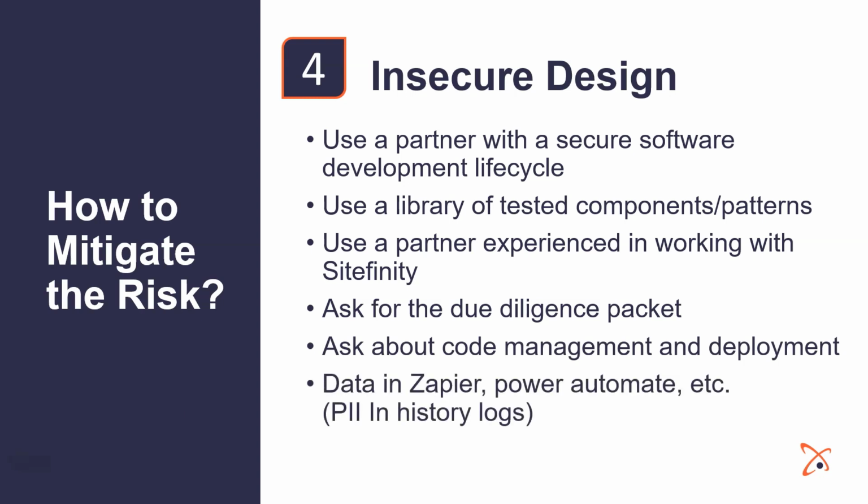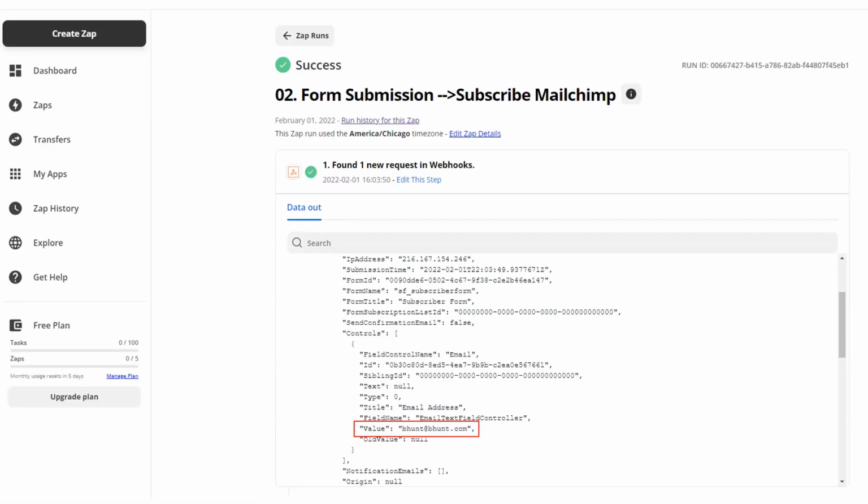And as you compose your DXP, look out for data that might flow downstream. For example, this screenshot shows some PII in the history trail for an automation in Zapier. Make sure to check logs in your automation tools for data being leaked.